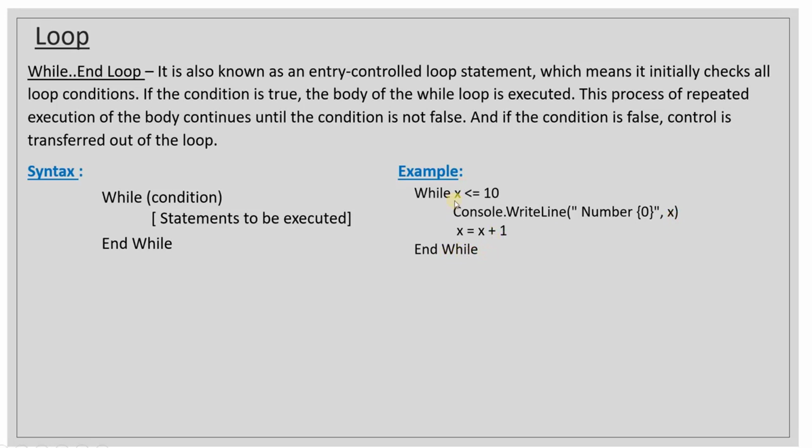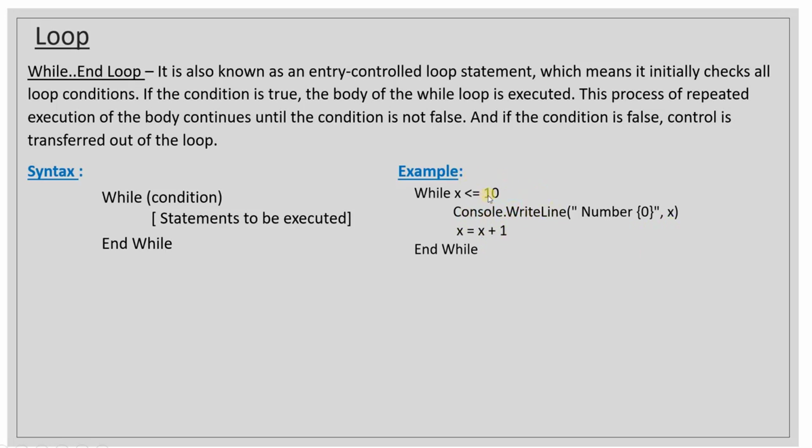End While. Now the value of x is 1. 1 is less than or equal to 10, then it will print 1. Now x is equal to x plus 1. It means the value of x is 2. Then again control goes to the condition. Then 2 is less than or equal to 10, the condition is again true. Then again it prints the value of x.